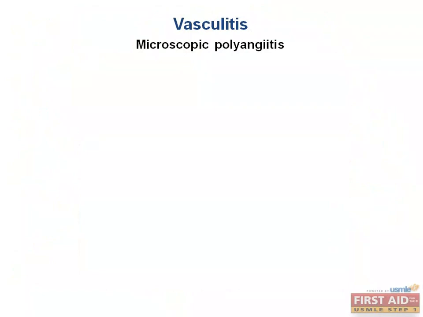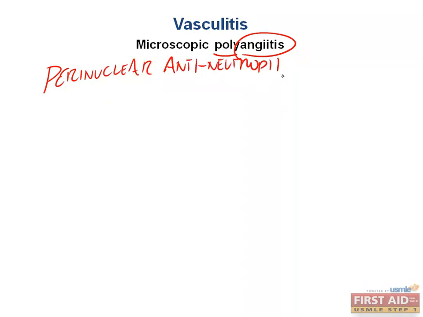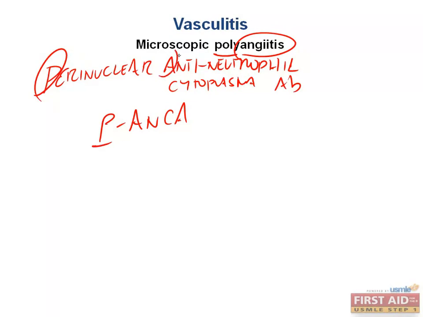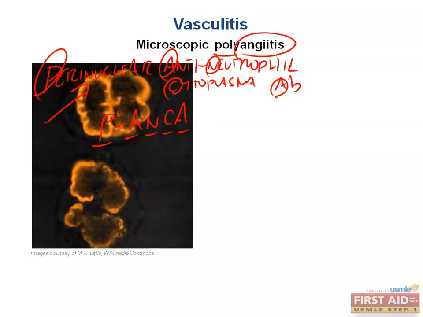Let's move on to microscopic polyangiitis. Very similar name to what we were just talking about. It is very similar to Wegener's in the fact that it is a presentation of many vessels, and those vessels are inflamed. Can you tell me the name of the antibody that's involved in this disease? Well, this would be perinuclear anti-neutrophil cytoplasmic antibody, or p-ANCA. And these surround the nucleus, hence the word perinuclear.